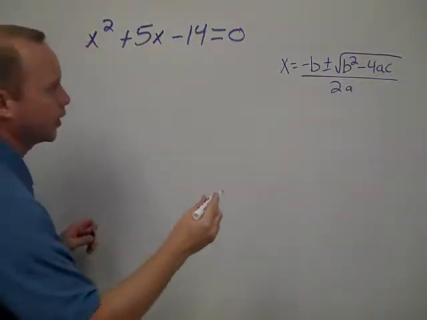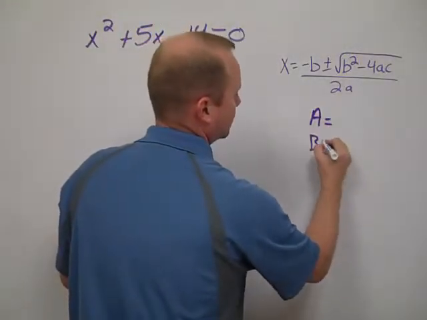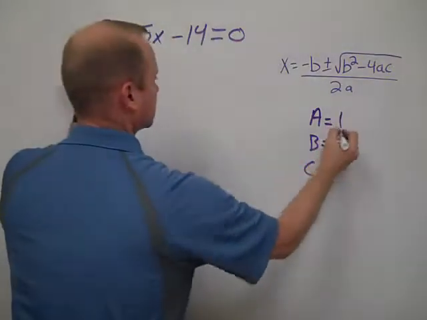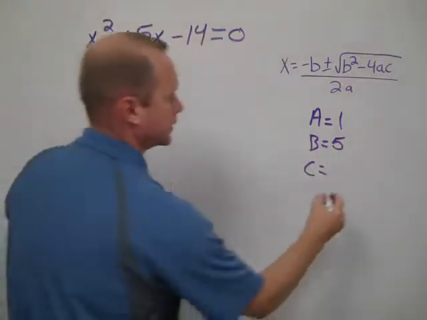First we have to identify what our a, b, and c are. So let's write that over here. A, B, and C. My a in this case is 1. My b is 5. And my c is negative 14.